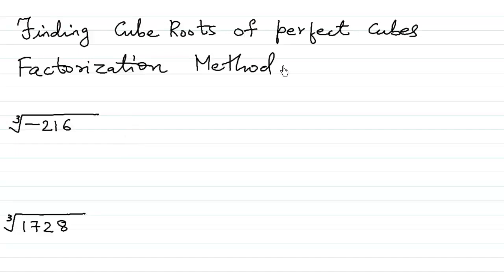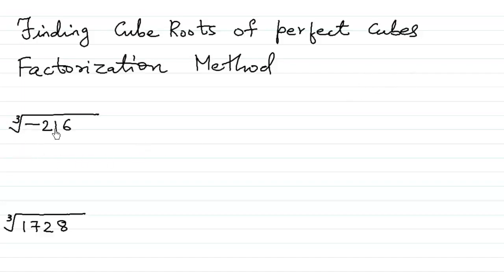Now let us study a method to find cube roots. This method is called the factorization method. In this method, we are going to find the cube roots of numbers which are perfect cubes, and we are going to use the factorization method. So let us start with the first sum.